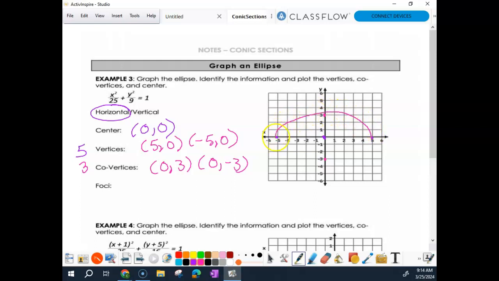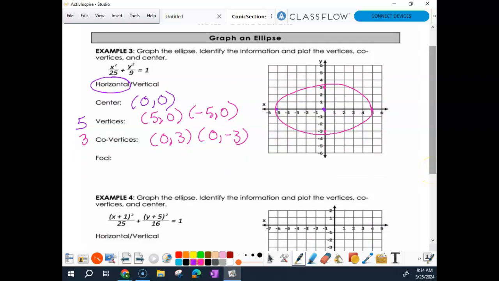So we're going to draw. And we're going to find the focus, and then I'm going to explain in just a second. So my focus is going to be A squared, which is 25, minus B squared. So C squared is 16. So my C is plus or minus 4.